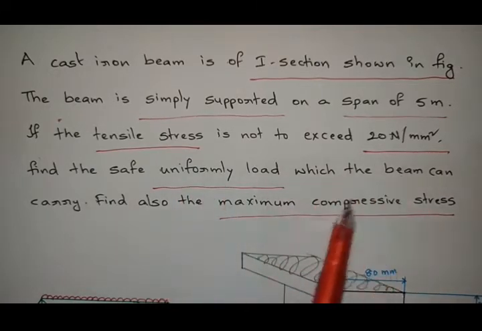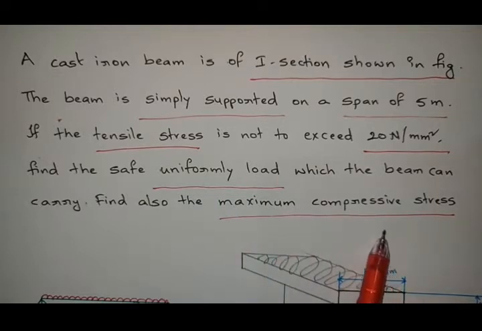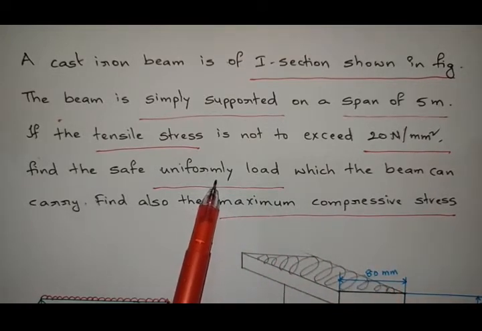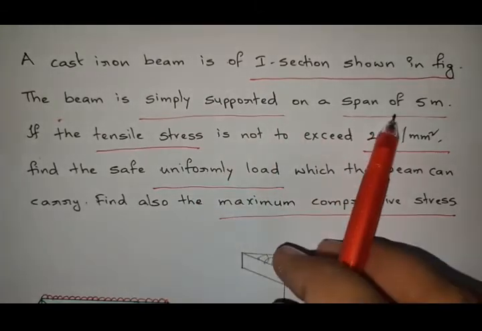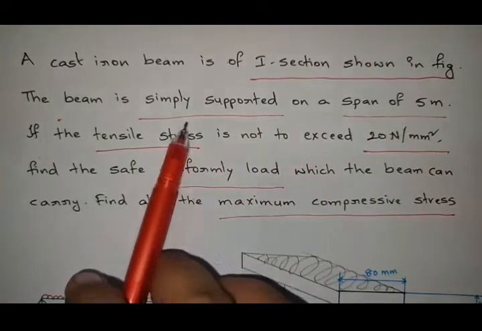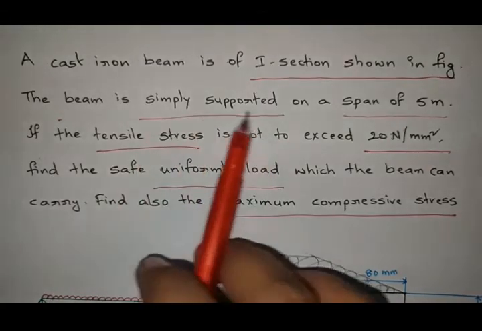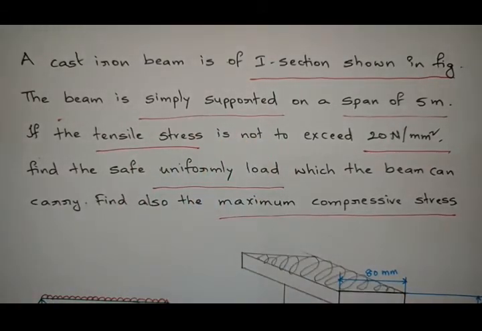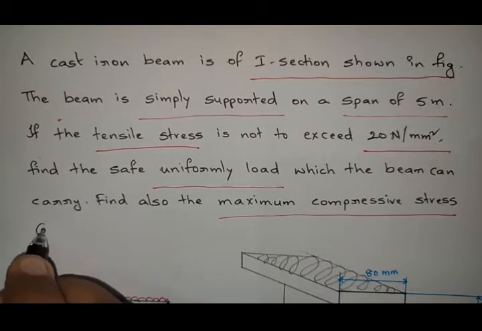Tensile stress ఇచ్చాడు, అయితే కంప్రెసివ్ స్ట్రెస్ని కనుక్కోమంటున్నాడు, యూడిఎల్ వాల్యూ కనుక్కోమంటున్నాడు. ఓకే, అయితే బీమ్ లెంగ్త్ ఎంత ఇచ్చాడు? 5 meters. బీమ్ టైప్ వచ్చేసి సింప్లీ సపోర్టెడ్ బీమ్. Okay, so we know the bending equation. So before that, write the given data. So what is the data given to us?